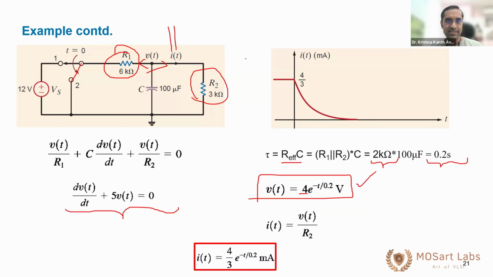What did they ask us? They are asking us to calculate the current, right? So this is simply V of t by R2, which is 3 kilo ohm. So you come up with 4 by 3 e power minus t by 0.2 milliampere. So just 3 kilo ohm, right? Very simple.